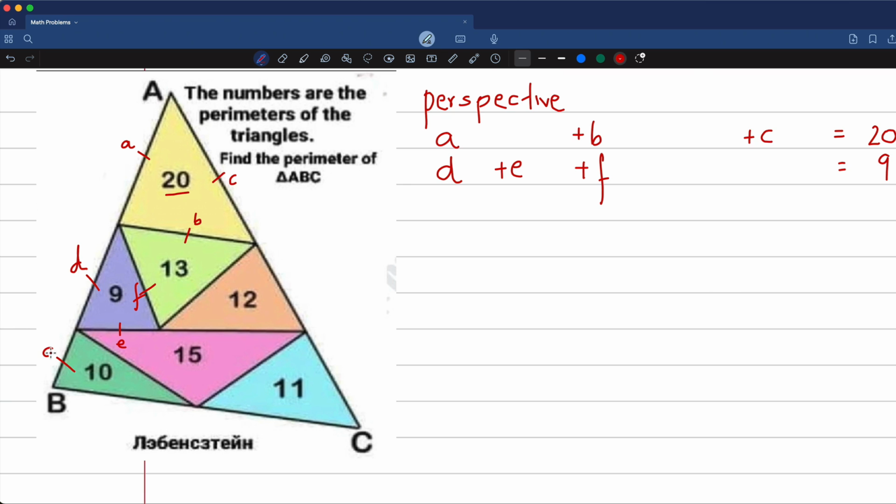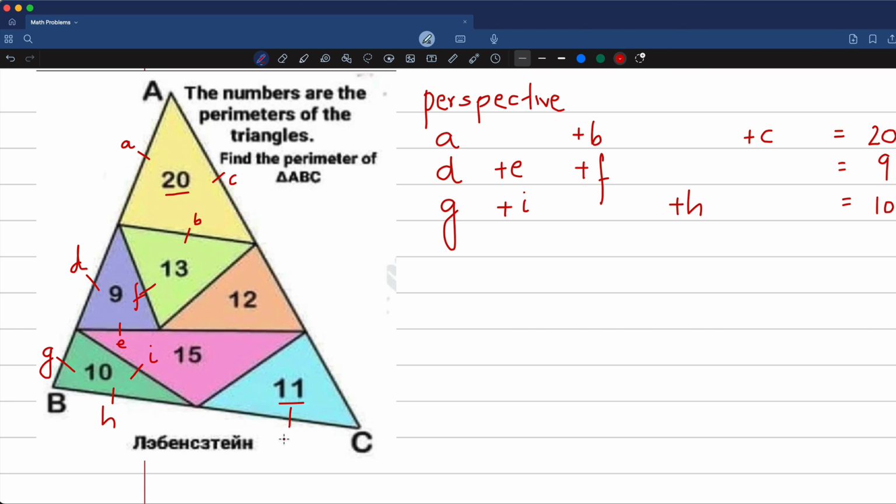Let's go to G, H, I. So I'm going to put the G here. I am going to be putting the I here, and I'm going to be putting the H here. These three things together is 10. Let's go to the blue triangle. So I'm done with G, H, I.